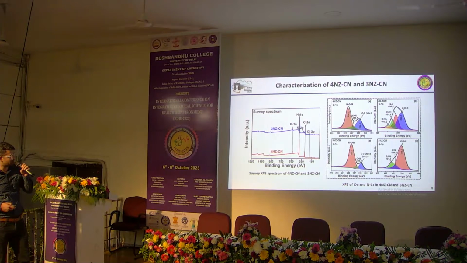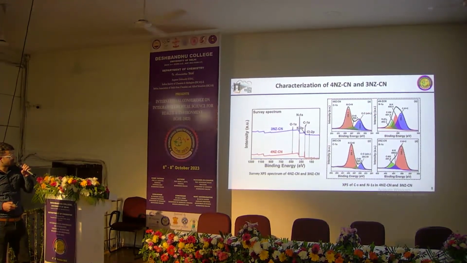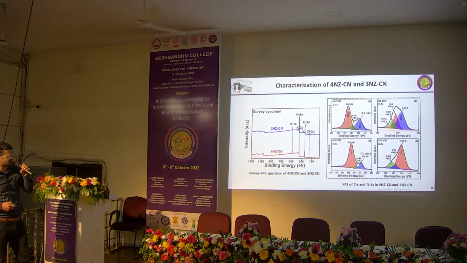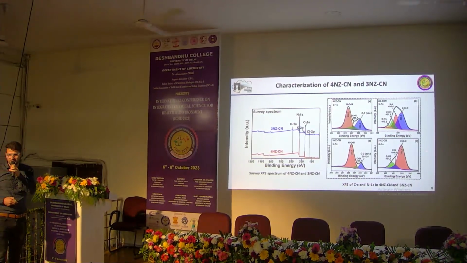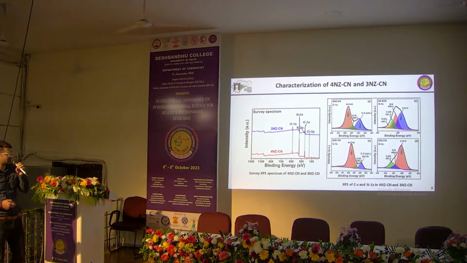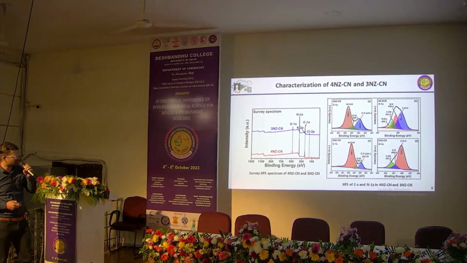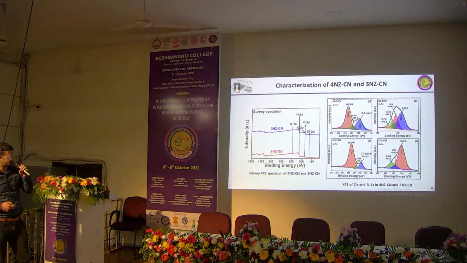From the carbon 1s spectra, we find that the carbon is deconvoluted into 3 peaks. These are attributed to adventitious carbon, then carbon-nitrogen double bond, and this carbon-nitrogen-carbon bond, which is present in the heterocyclic ring of the carbon nitride structures. Then these are the nitrogen spectra. In the nitrogen spectra, the nitrogen is deconvoluted into 4 peaks.